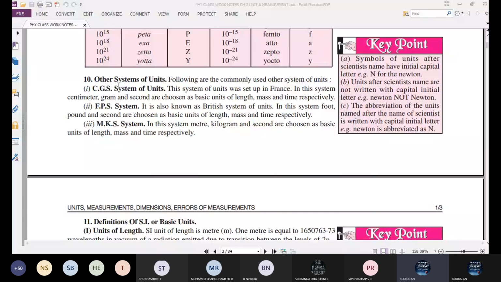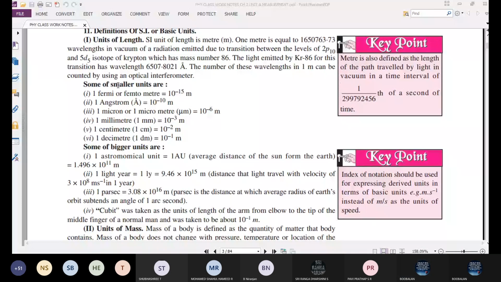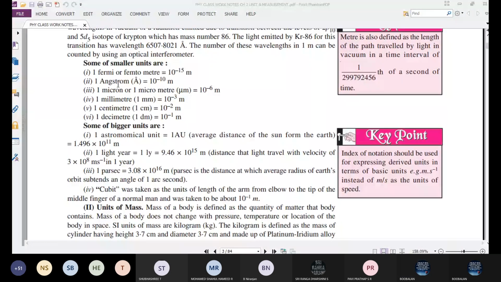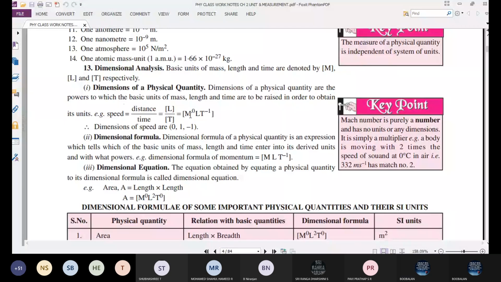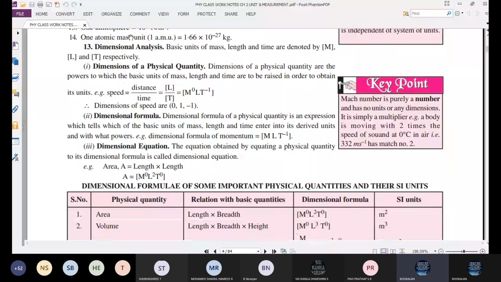some special units, dimension analysis, dimension of physical quantity, dimension formula, dimension equation.